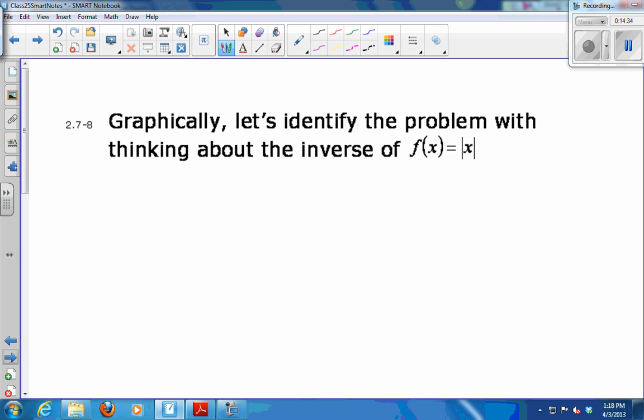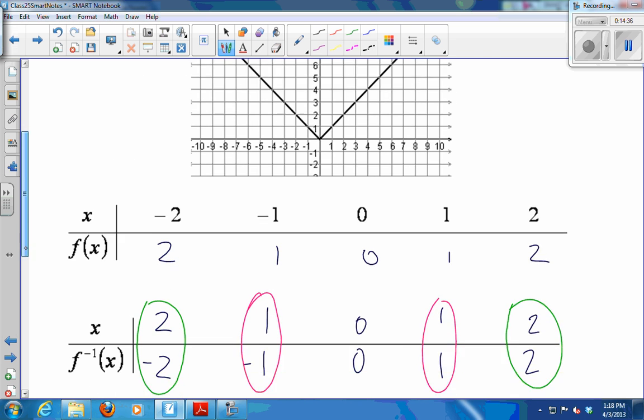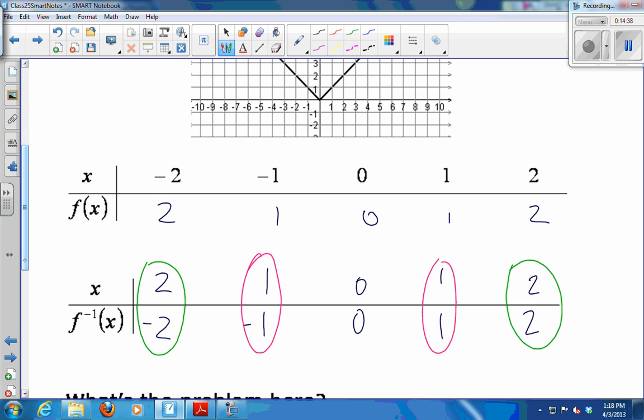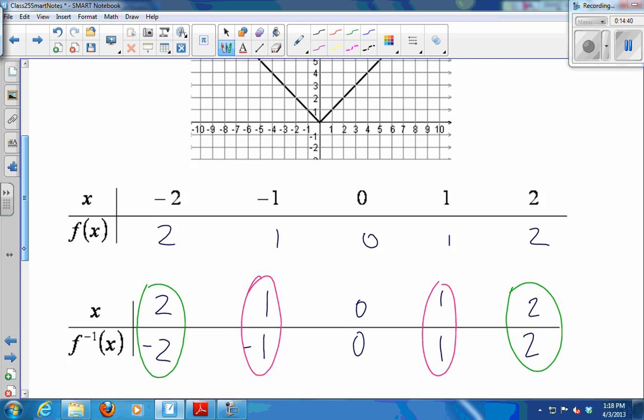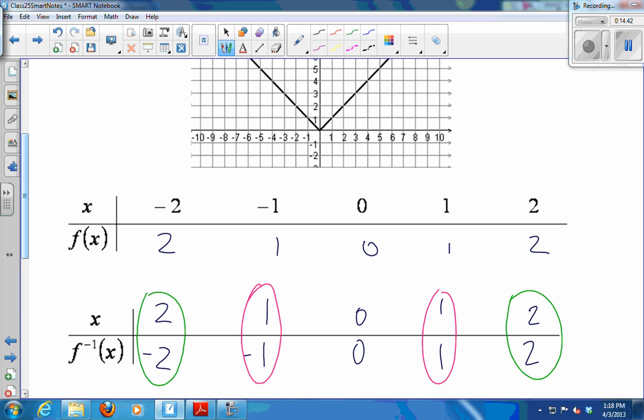So graphically, let's think about the problem here. If I plot my points for F inverse that I drew here, I would have 2, -2, 1, -1, 0, 0, 1, 1, 2, 2, and I get this guy. Maybe now it's easier to see. Rather than looking at it in table form, now we look at it graphed and we go, oh, clearly it doesn't pass the vertical line test.